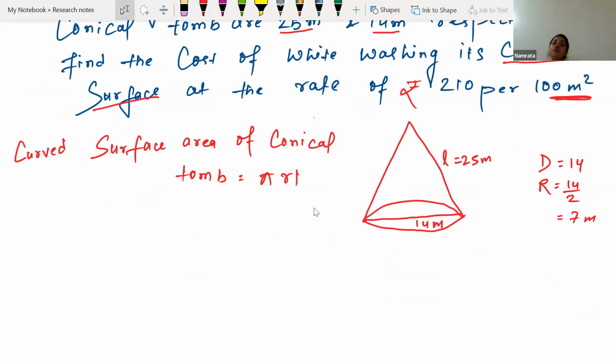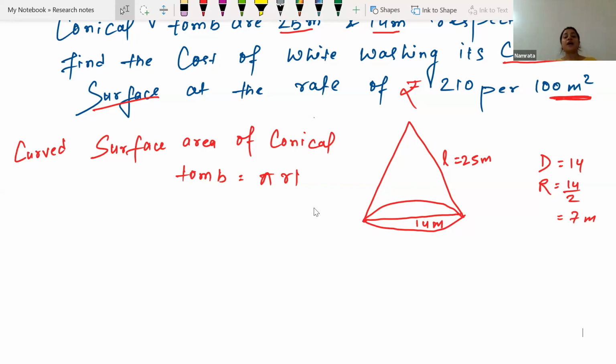Now it says that the cost of whitewashing its curved surface area is given as 210 rupees for 100 meter square. Suppose you are going to market asking the price of a pen, and I say that 100 pens cost this much. What will you ask? Please let me know the cost of one pen, right? Or you will calculate the cost of one pen first, right? Then you will be able to decide whether you need 5 pens, 10 pens, 20 pens, or whatever number. But at first, your concern would be the cost of one pen, right?